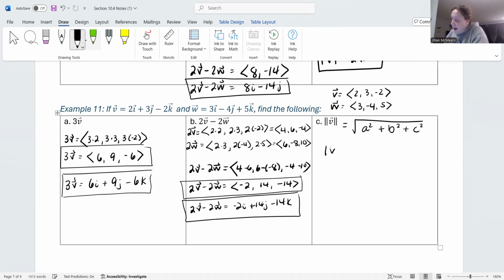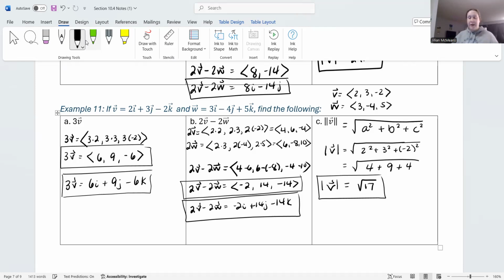So we would say the magnitude of v is going to equal the square root of 2 squared plus 3 squared plus -2 squared. So we would get, let's see here, 2 squared is 4, 3 squared is 9, -2 squared is also 4. So 4 plus 9 plus 4 is what, 17? And that's as good as it's going to get, y'all. That's not going to simplify any better. So that would be our magnitude, okay?